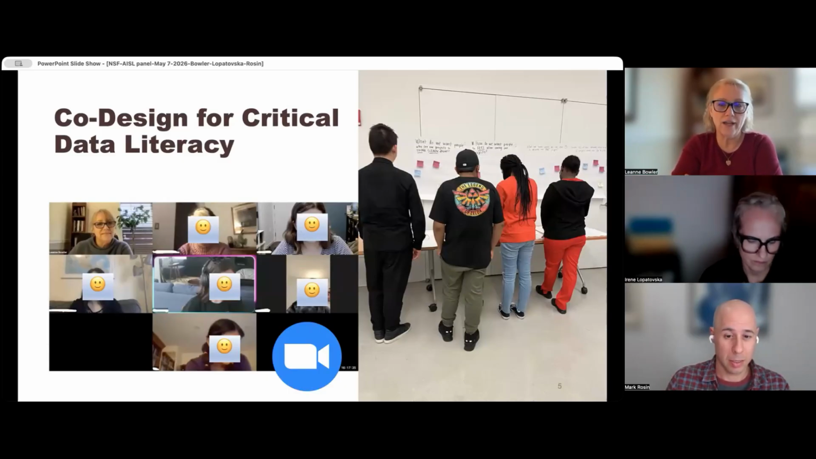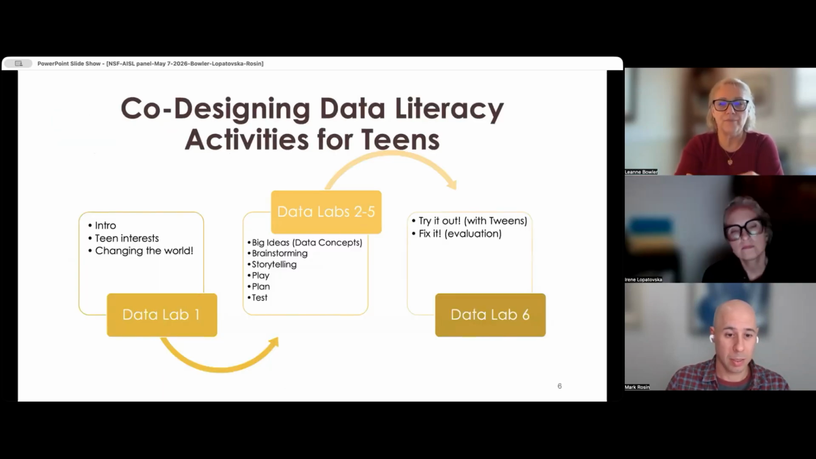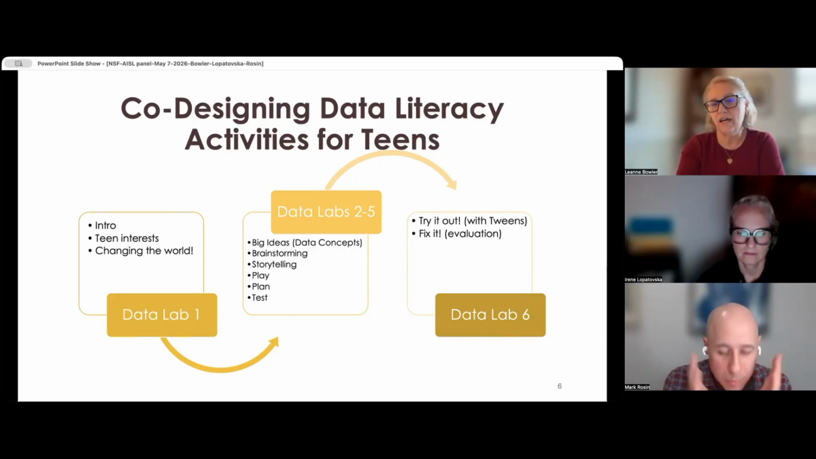So we ran these, we call them data labs. We ran them online and in person at the public library. And they were not like one-shot workshops. They were a series of associated workshops working with the same teens over 5, 6, 7, and 8 sessions. There was a bit of an intro in the first session, the middle sessions were making and brainstorming, and the last one was trying out and feedback and evaluation.